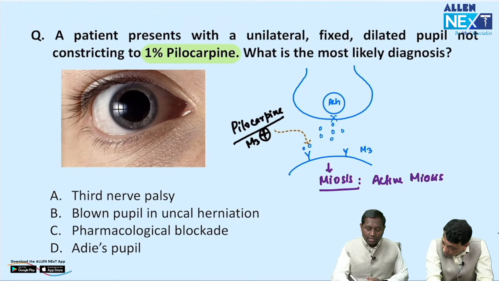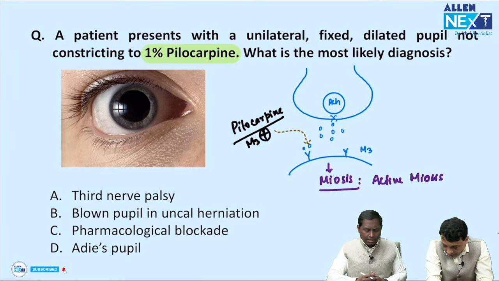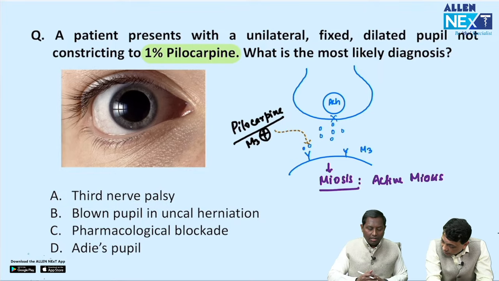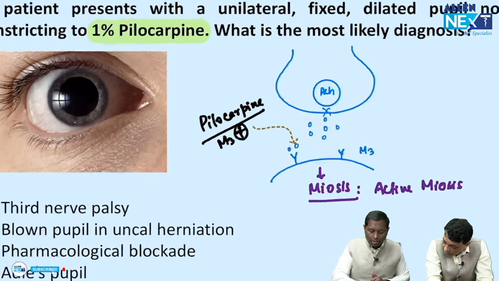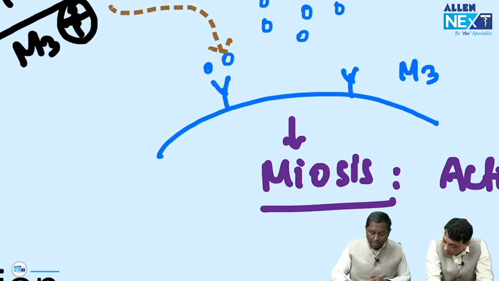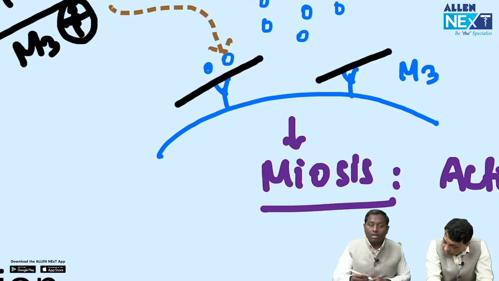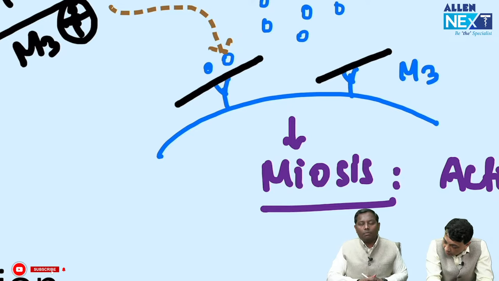But here, if there is a nerve injury, that will be third nerve palsy or blown pupil in uncal herniation. I think in uncal herniation also, sir, the same entrapment of the nerves, and again, there will be no acetylcholine release. Correct. So when we give pilocarpine, will there be any effect? Yes. But in a patient with the pharmacological blockade, what is pharmacological blockade? You see, the receptor itself is already blocked. If the receptor is already blocked, no matter how much pilocarpine you give, it will not be effective.